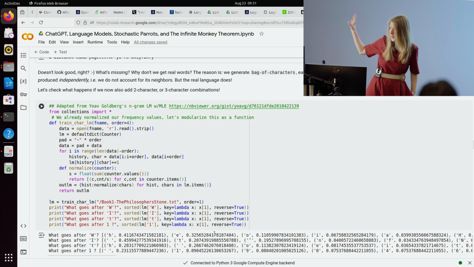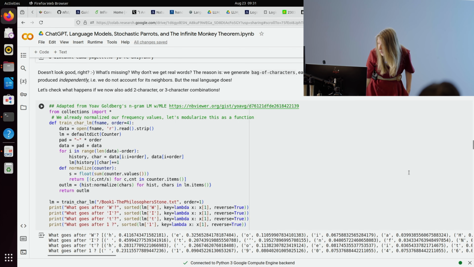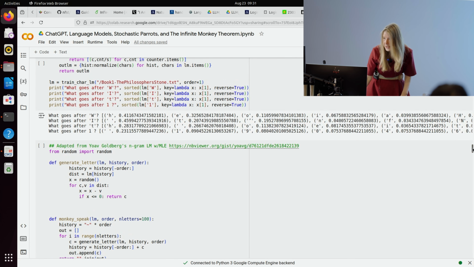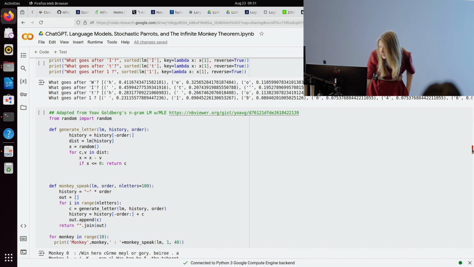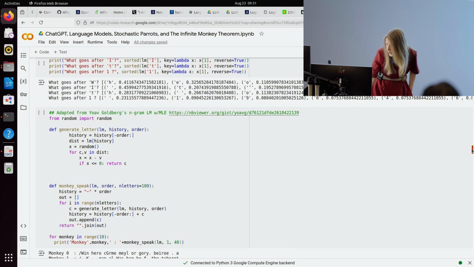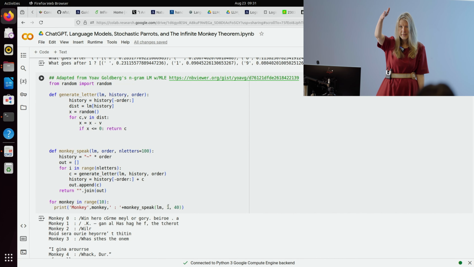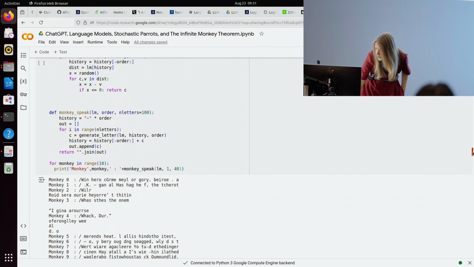Okay, so this is the simplest model. We just look one character in the past. So now your question would be, what happens when we have more characters in the past? How much will it improve this? Before we do this, let's look at our monkey generation process. Let's incorporate this n-gram model into the monkey generation process. We provide the order of one. Again, we just look at one character in the past. And this is what our monkeys will produce.